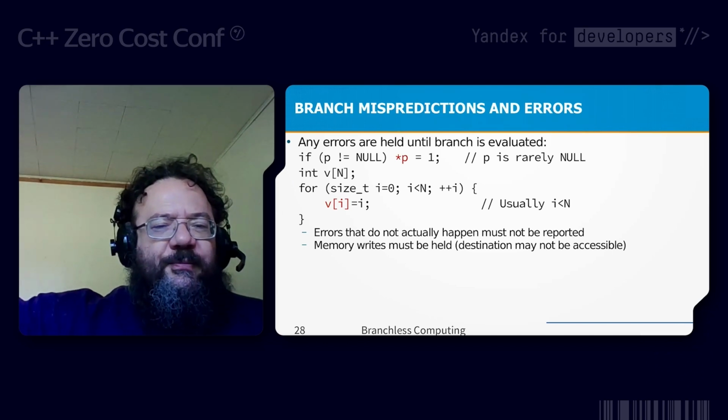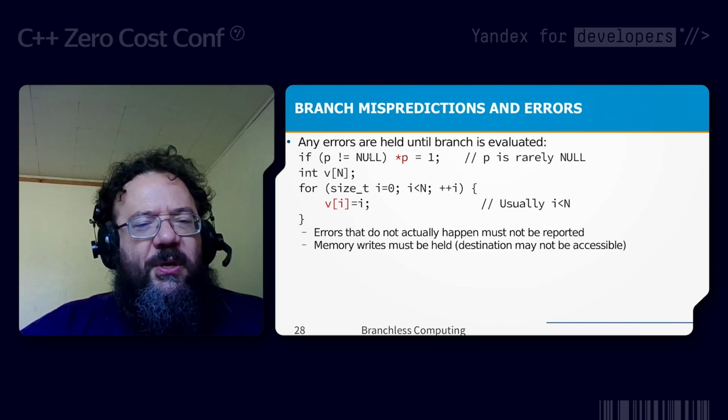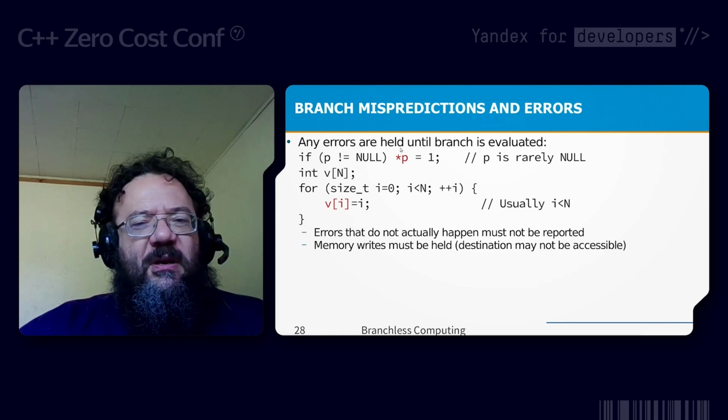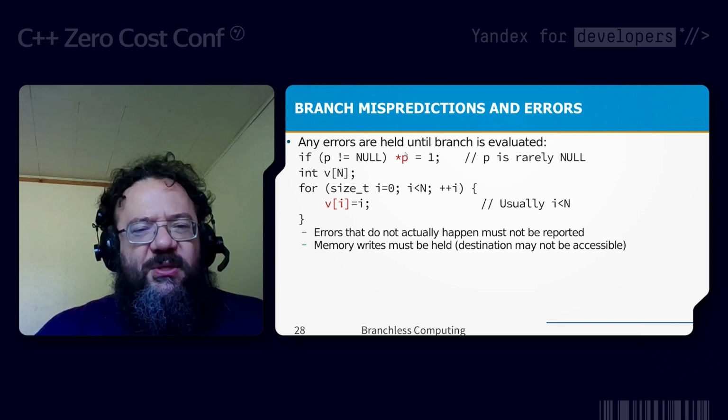In particular, here is a very common example. Let's say we check a pointer, and if it's not null, we use it. Very common in programming. Let's say that pointer is almost never null. Well, this write cannot be executed speculatively because we can't write into the 0th address. So this write and the associated error, if p happens to be null, have to be held in some special buffer, and the CPUs now have them.